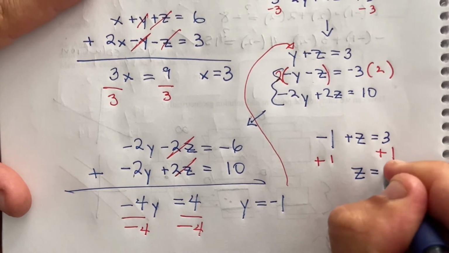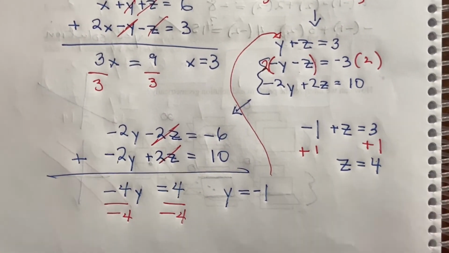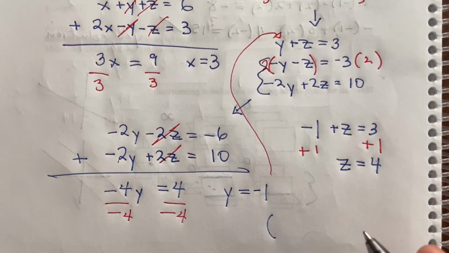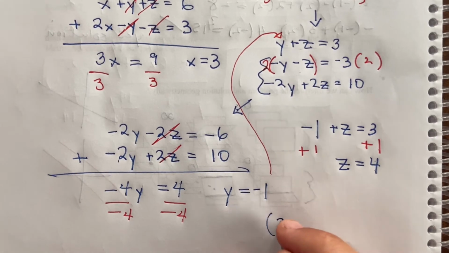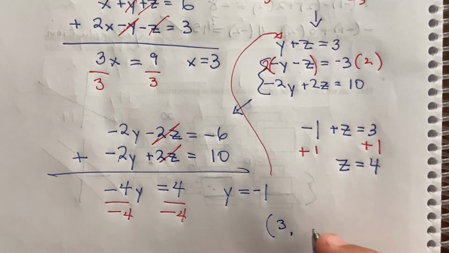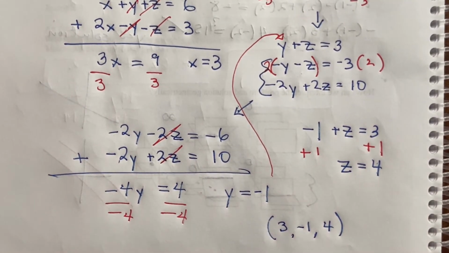So it looks like z is 4. So I would have an ordered triple as the potential solution here. So I'd have in the x location 3, I'd have negative 1, and then 4. Right, x, y, z.